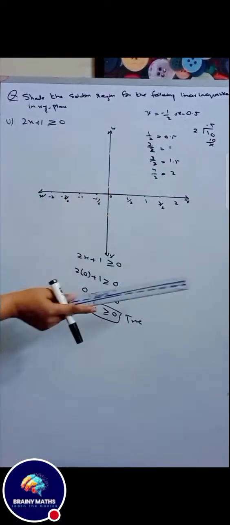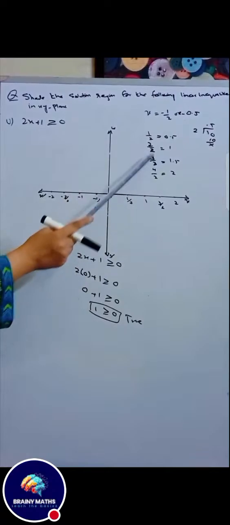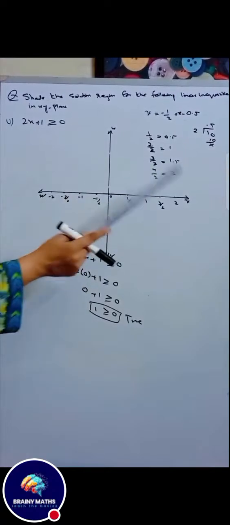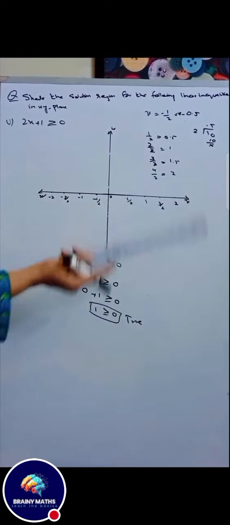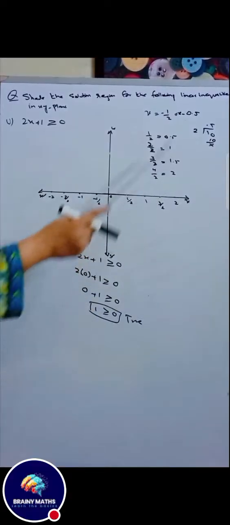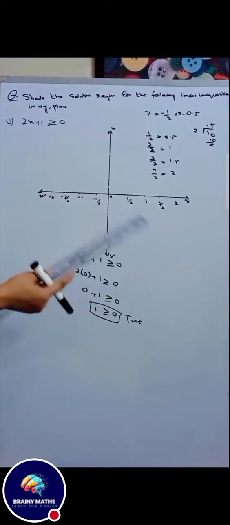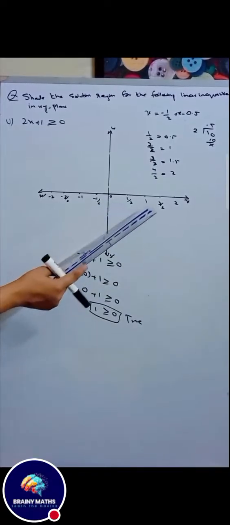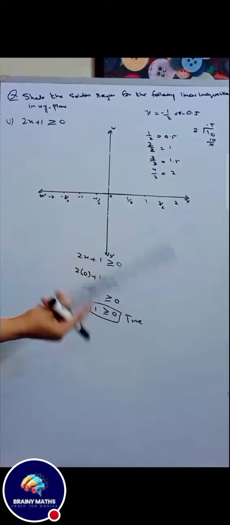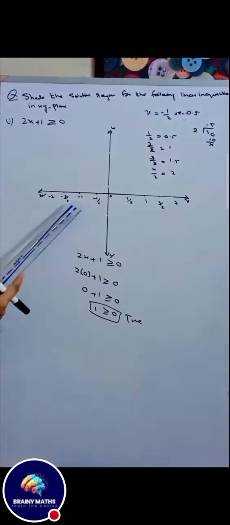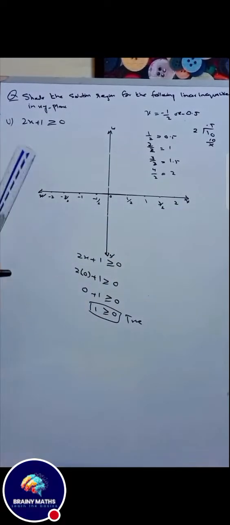So you just make values of it. 1 by 2 means 0.5. 2 by 2 means 1. 3 by 2 means 1.5. 4 by 2 means 2. 2 2s are 4. You got it? So instead of writing decimal values here, just write fractions: 0, 1 by 2, 1, 3 by 2, 2. Similarly, minus 1 by 2, minus 1, minus 3 by 2 and minus 2.